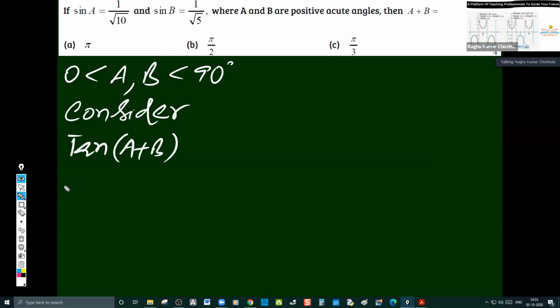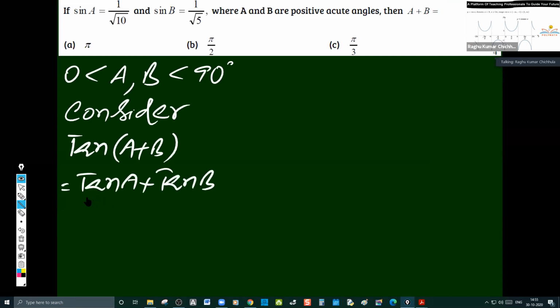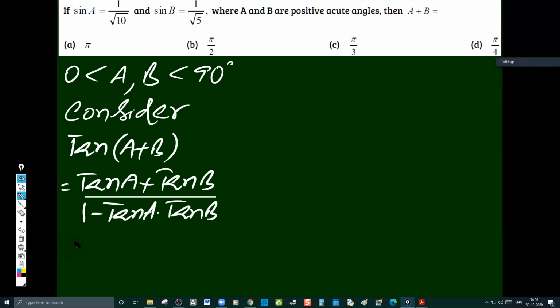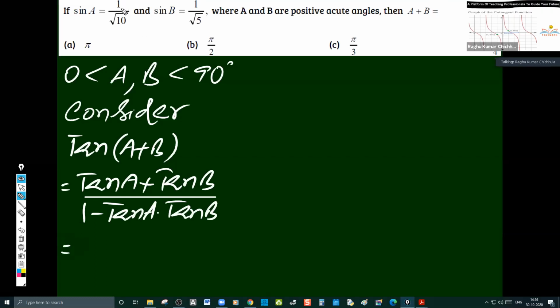Now come and tell me the formula. Tan A plus tan B by 1 minus tan A tan B. That's good. But according to the data given, what are the ratios available there? Sin A and sin B. So let us write tan A from this one.